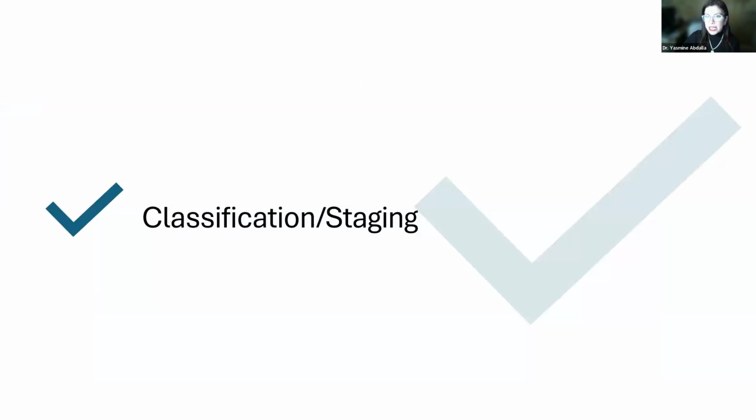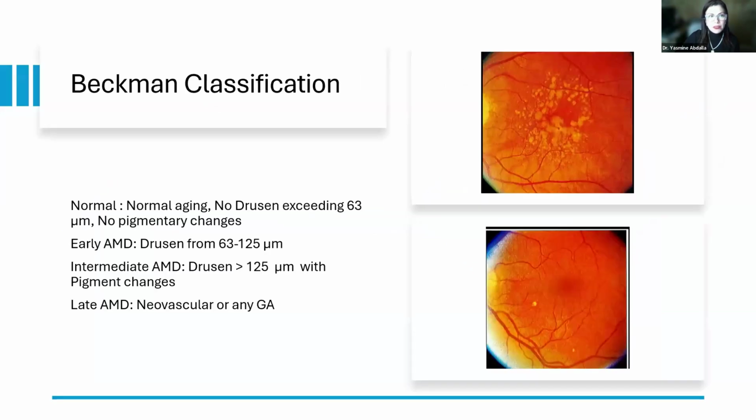So how do we classify or stage macular degeneration? To start with, there's the Beckman classification, which is mainly used in epidemiological studies. Basically, it classifies eyes into normal, basically normal aging, which has no drusen exceeding 63 microns. Having 63 microns drusen is normal aging. Early AMD is basically drusen from 63 to 125 microns, and intermediate AMD is drusen over 125 microns with pigment changes. Late AMD could be neovascular, i.e. choroidal neovascular membrane of whichever type, or geographic atrophy. This is the epidemiological classification.